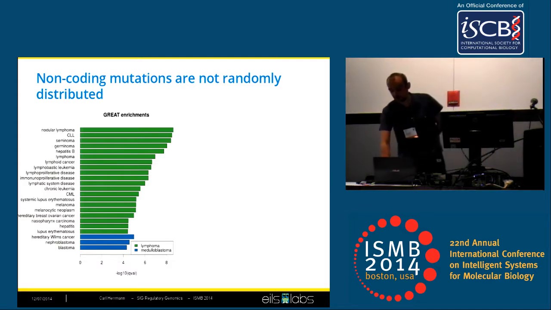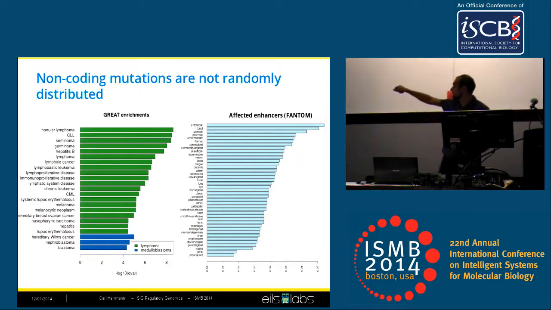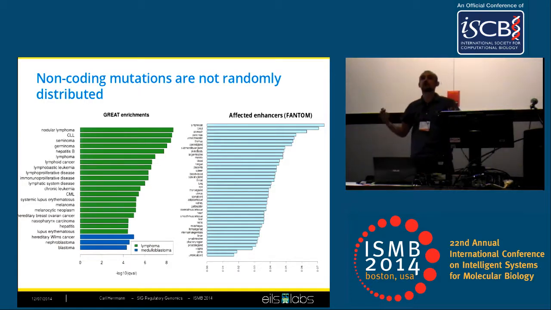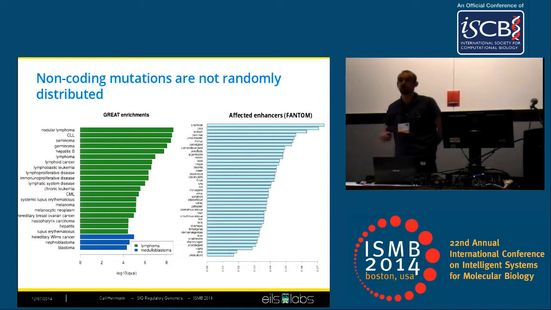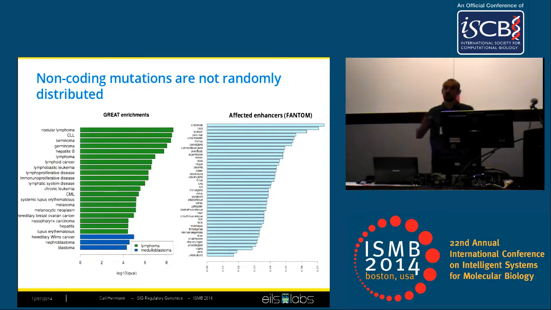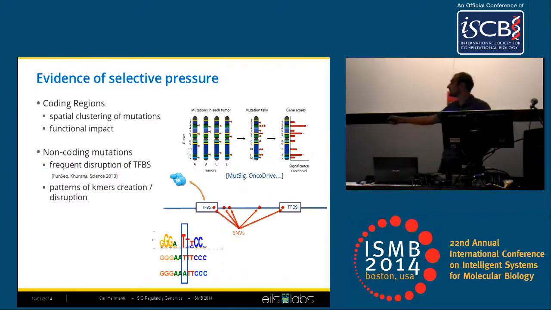regions. This is confirmed if we look at the recently published data sets of active enhancers across various tissues and ask which of these data sets are most affected by these non-coding variants. We see that for the lymphoma data set, enhancers active in lymph nodes are the most hit, the most affected regulatory elements. This seems to indicate that there is some non-random distribution or selection of mutations in the non-coding genome. So we're looking for evidence of selective pressure on these mutations.